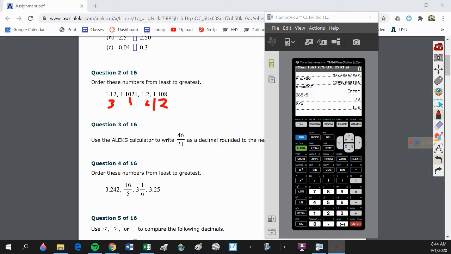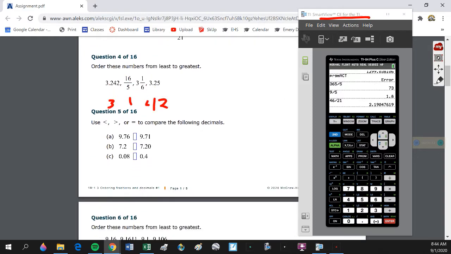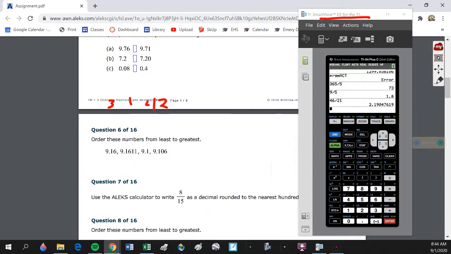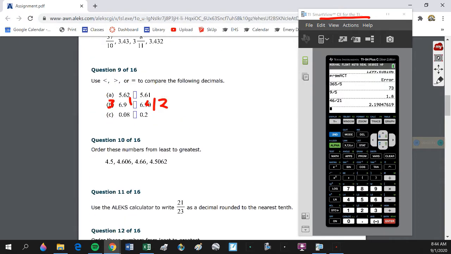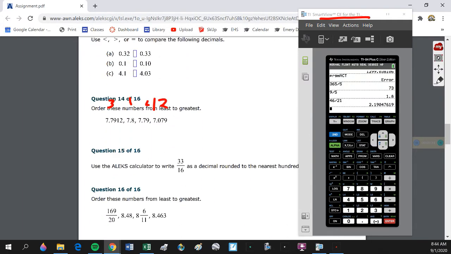Okay. So the next one says, what is this decimal rounded to the nearest tenth? So we would do 46 divided by 21, and I get 2.19. If you round that to the nearest tenth, what would you get? 2.2. Okay, good. All right. Order the numbers, compare the decimals. And that might be everything today. This is a pretty simple review.